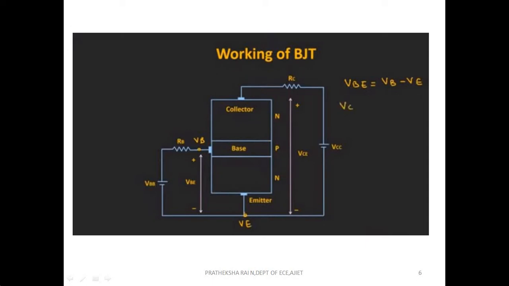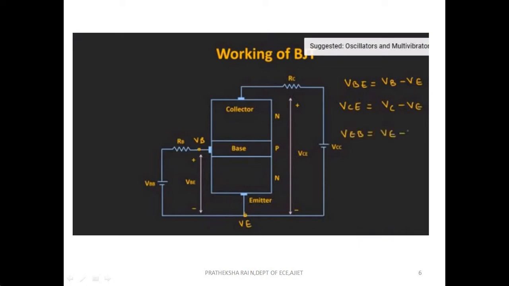Similarly, this voltage VCE can be defined as the collector voltage VC minus VE. So instead of VBE, if we write voltage VEB, then it can be written as voltage VE minus VB, and this voltage will be the negative of VBE. So throughout our discussion on the BJT, we will use these notations.